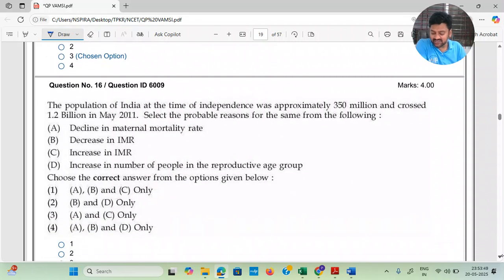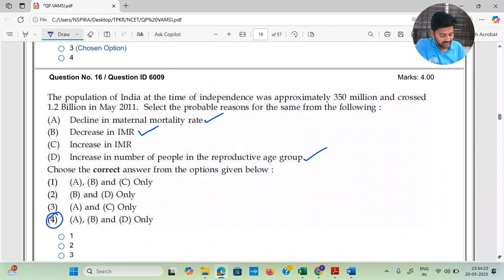Moving to the question number 16. The population of India at the time of independence was approximately 350 million and crossed 1.2 billion in May 2011. Select the probable reason for the same from the following. So we can understand that it might be decline in maternal mortality rate, decrease in IMR, and increase in number of people in the reproductive age group also is possible. So A, B, D, fourth option is the correct one.